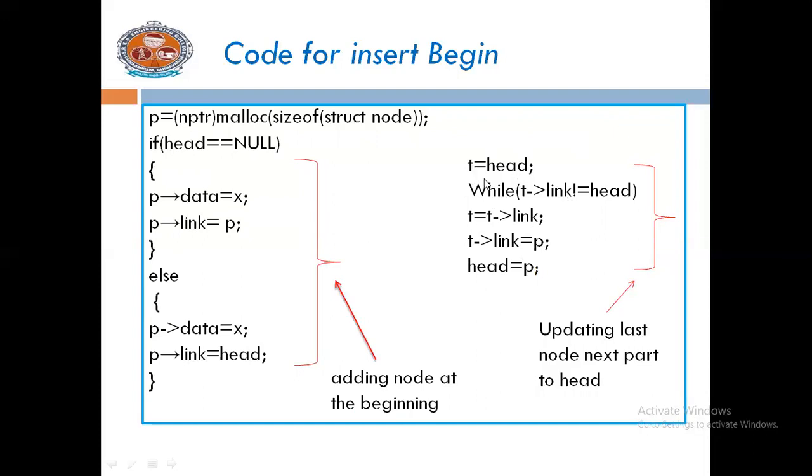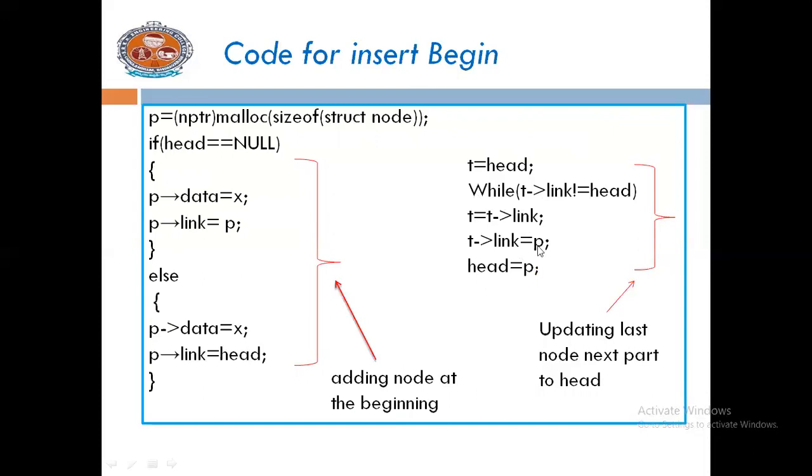So we are copying head to some temporary variable t, while t of link not equal to head. With this condition, we are checking whether it is the last node or not. So whenever this condition becomes true, it means that t is the last node. That particular node is the last node. So at the end of this loop, t is the last node in the list.